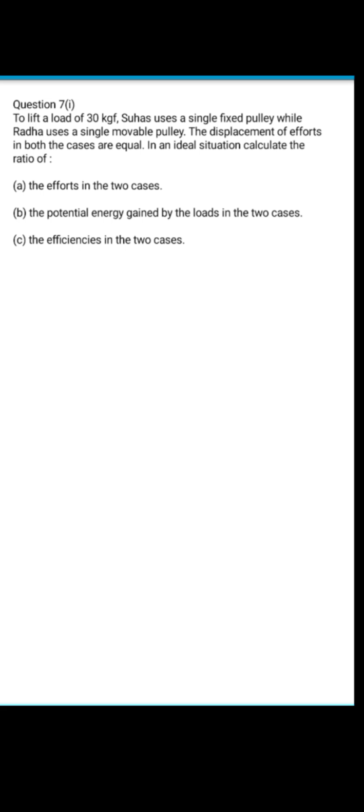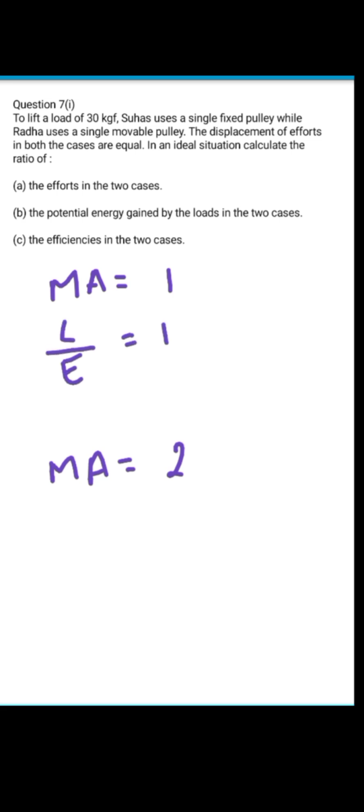We know the mechanical advantage for a single fixed pulley is 1, and the mechanical advantage for a single movable pulley it is 2. And we know that the formula for mechanical advantage is load by effort. So load by effort in the first case is equal to 1, and it has been said that the load for both of them is 30 kgf. So 30 by E is equal to 1.